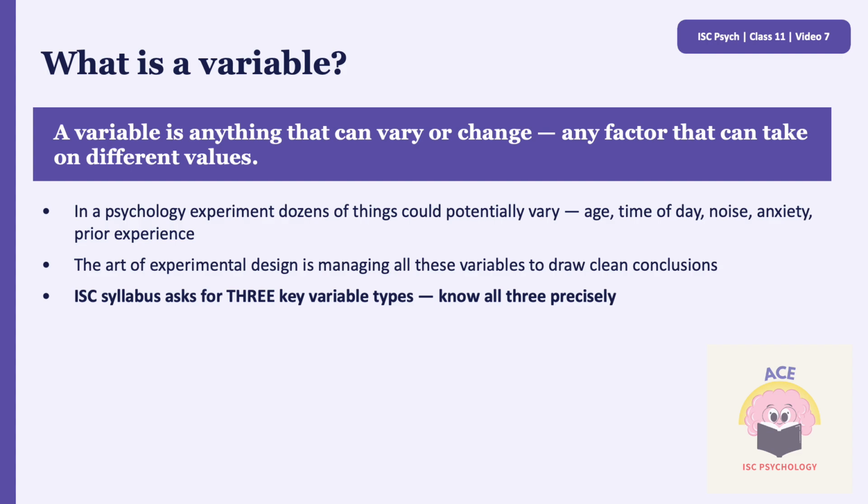To understand the experimental method, you need to be clear on what a variable is. A variable is simply anything that can vary or change, any factor that can take on different values. In a psychology experiment, there are dozens of things that could potentially vary: the age of participants, the time of day, the noise level, how much sleep they had, their anxiety level, or the specific task they were given. The art of experimental design is managing all of these variables in a way that allows you to draw a clean conclusion. The ISC syllabus asks you to know three key variables: the independent variable, the dependent variable, and controlled variables.